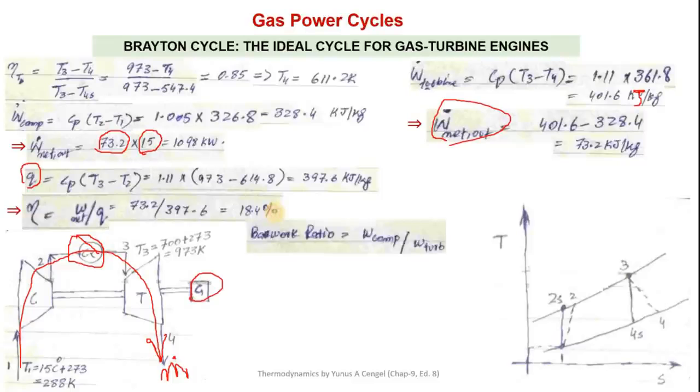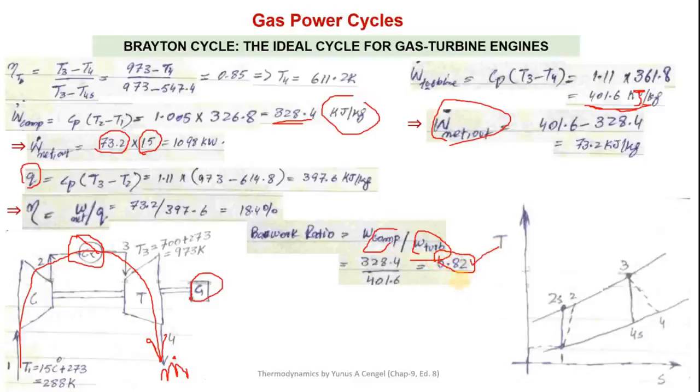Right, now the back work ratio is work of compressor divided by work of turbine, which we have already calculated for 1 kilogram of mass here and this term. So the back work ratio comes out to be a very high value, 0.82. So that is the issue with these power cycles, that the back work ratio is very high.